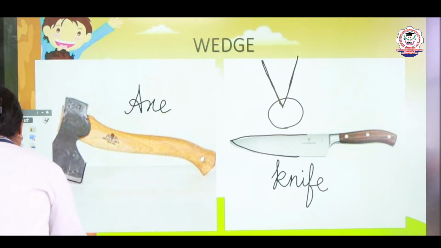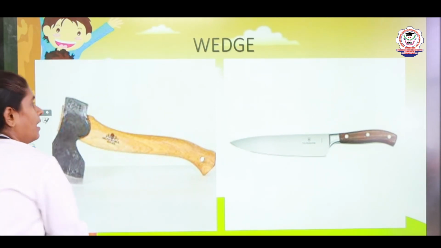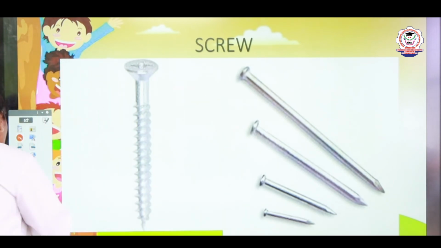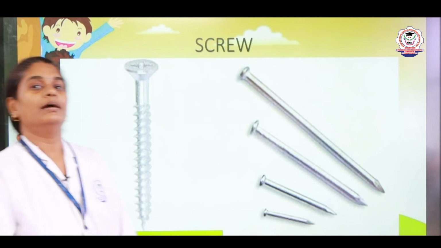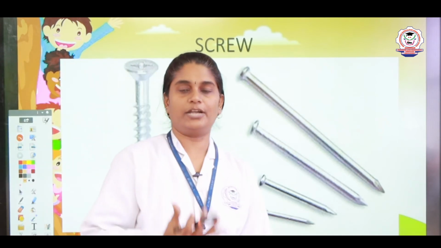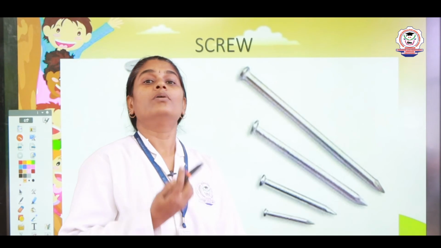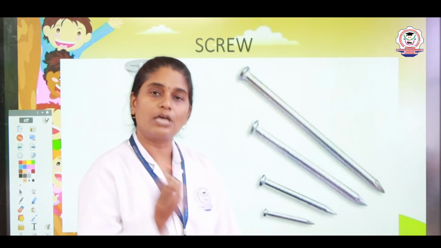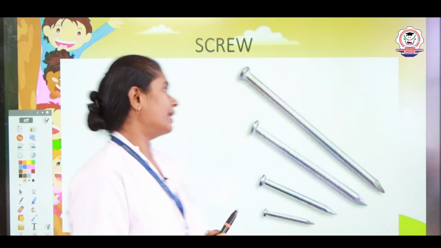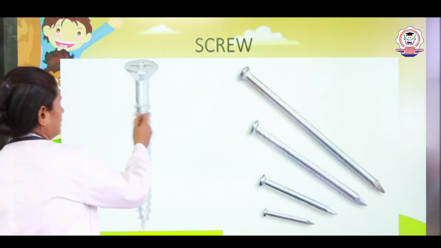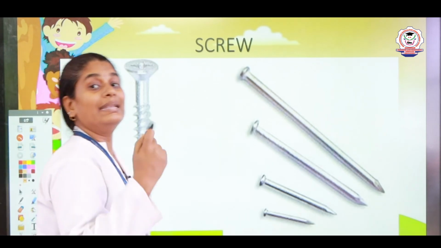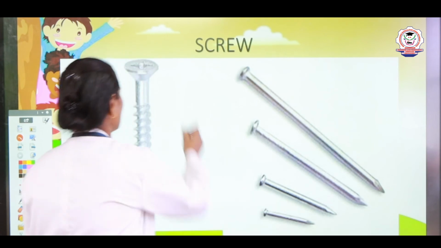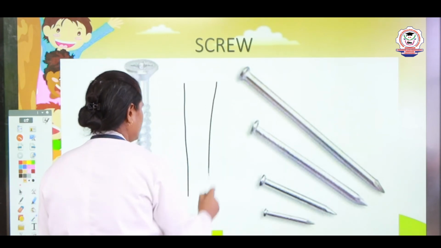Now, let us see the next simple machine. The next one is screw. What is screw? Screw is nothing but a nail like structure. It looks like a nail where we can see a spiral thing surrounding the nail, right. It is nothing but an inclined plane wrapped around a cylinder. Cylinder you know. So, this is a cylinder, right.